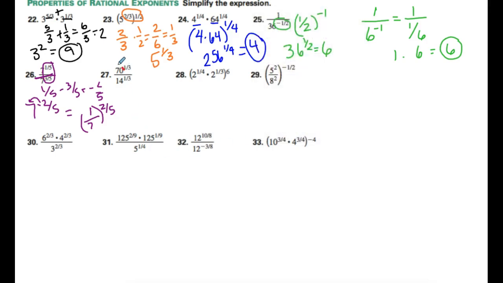In number 27, it's a little bit different, and the reason why example number 27 is a little bit different is because the bases aren't the same. So either the exponents or the bases need to match. In this example, the exponents are what matches. So what we're going to do is we're going to take the exponents out. That leaves me with 70 over 14 to the 1/3 power. And when I look at the numbers that are left inside parentheses, 70 and 14 both are divisible by 7, which means I have 10 over 2 or 5. So I have 5 to the 1/3 power.